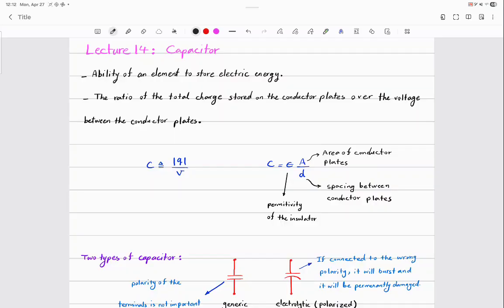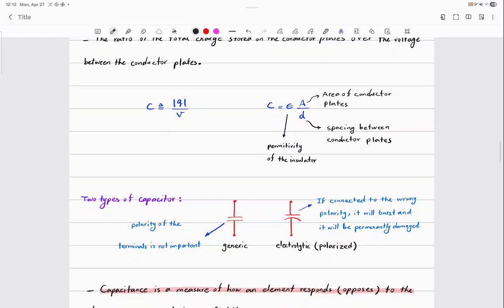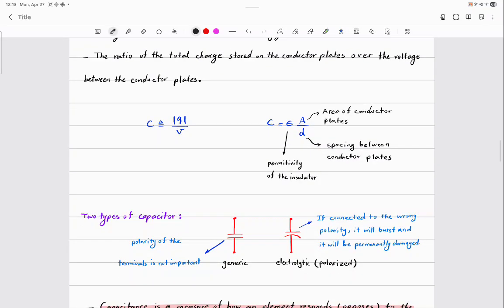You also have one equation for the structural, or geometrical, equation of the capacitor, which is epsilon A over D. This is for a parallel plate capacitor, and you know the parameters. This could be a fundamental or conceptual question. Remember that if a capacitor is electrolytic or polarized, and you connect it backwards in a circuit, it will explode, okay? It will be permanently damaged. You cannot use it anymore, okay?